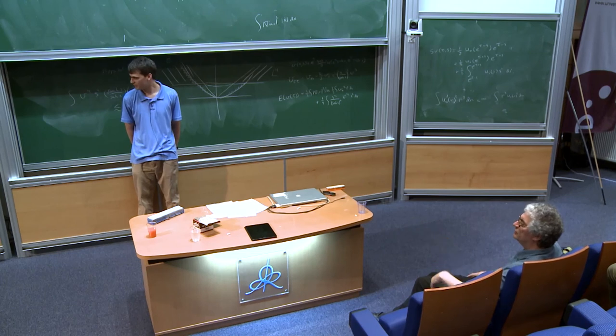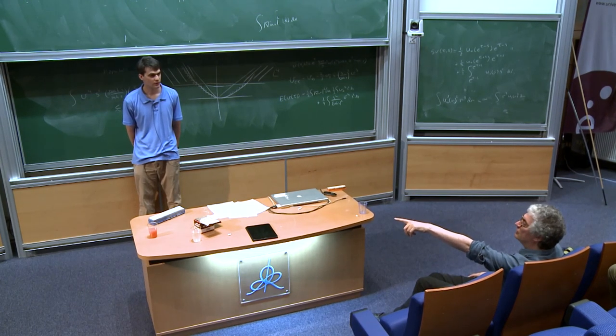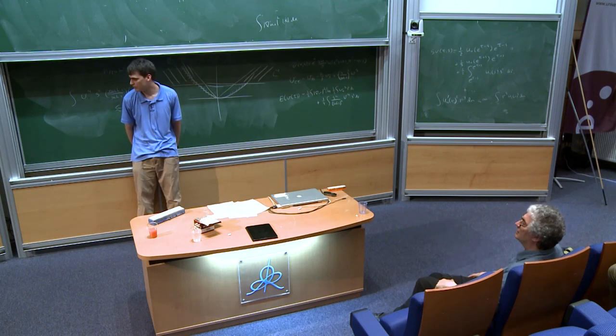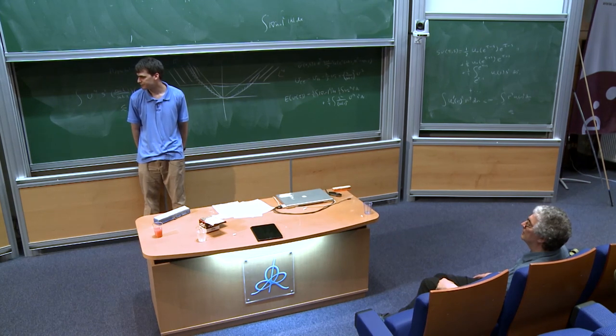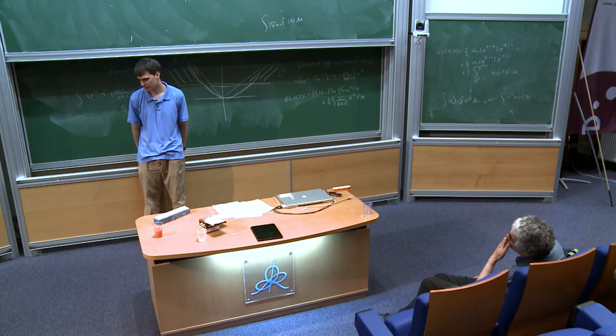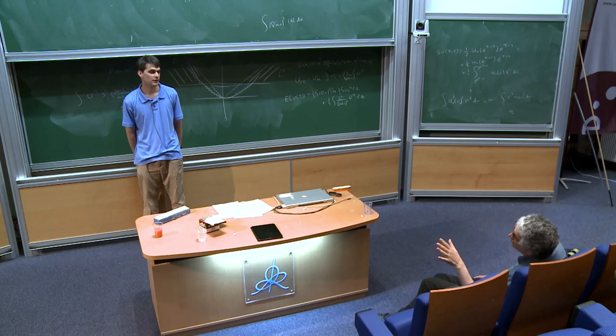Do you have an idea of the dependence on epsilon of your constant? Is it really bad or not bad? I would guess it's probably at least 1 over epsilon to a power of some sort. But it could be even worse, yeah. I'd have to get back to you on that.